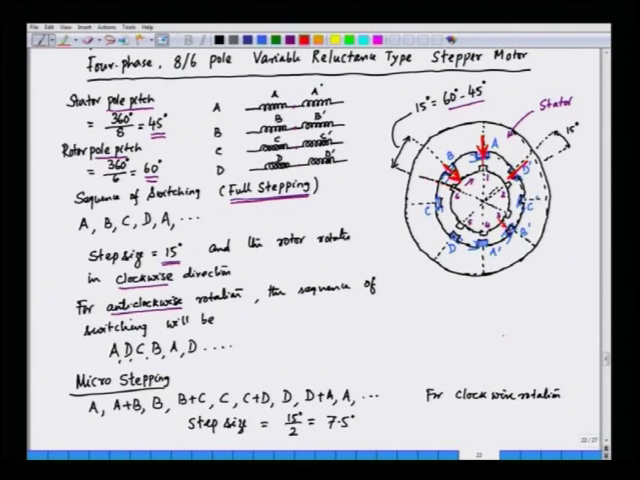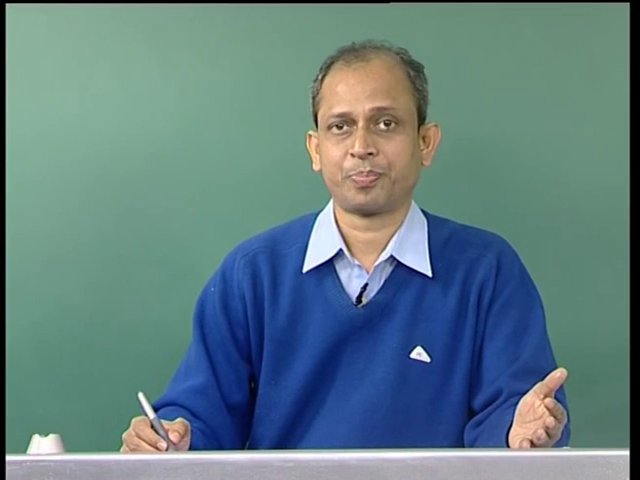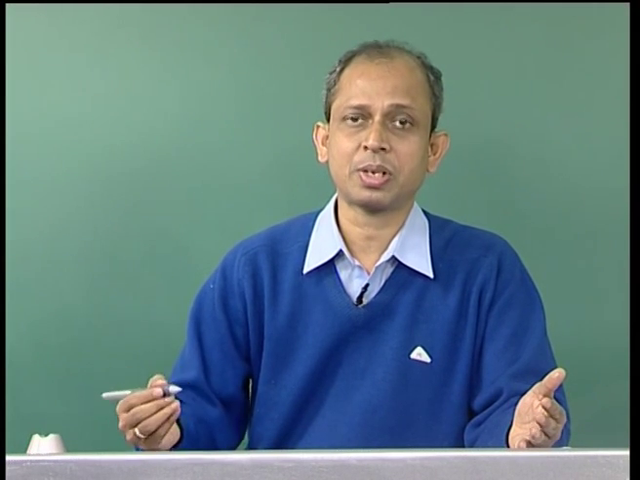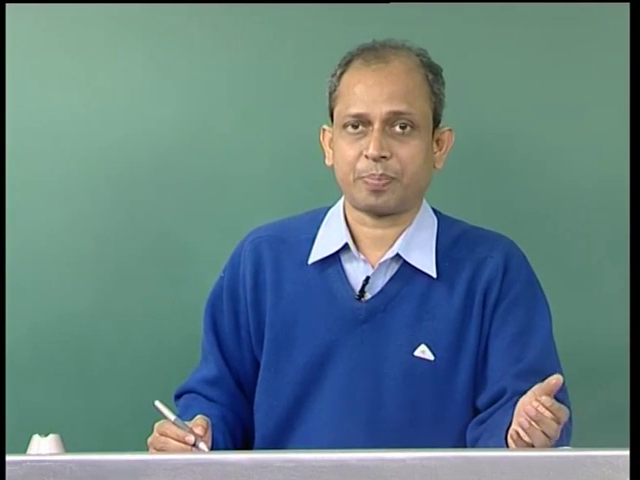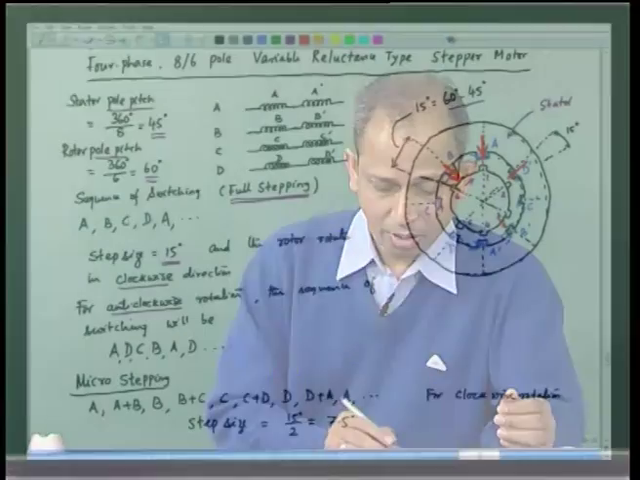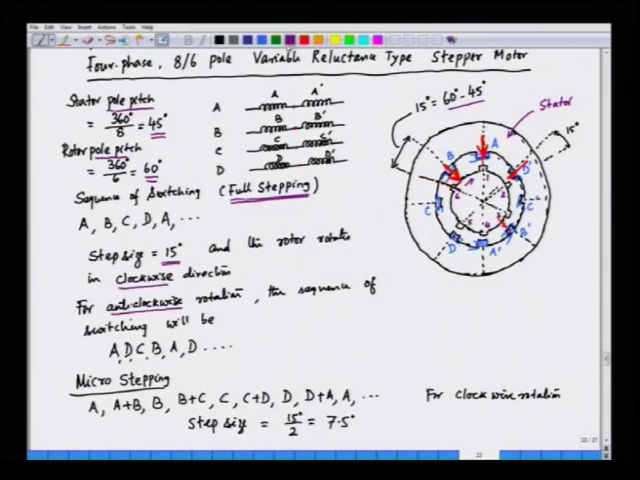So let us say the MMF is along this particular phase. If that is the situation, the nearest pole is 2. So pole 2 will be attracted under phase D, and hence the movement is by an angle of 15 degrees, but the direction is anticlockwise. So that is how we can reverse the direction of rotation. The direction of rotation can be reversed by changing the switching sequence. And the sequence of the switching here is A, D, C, B, A, D and so on. So this goes in a cyclic fashion.